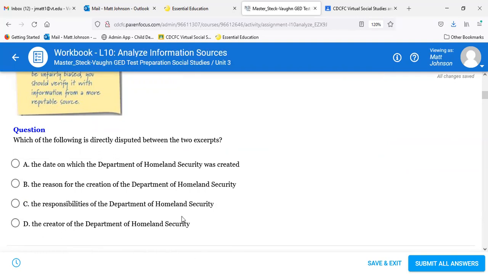Yes, which of the following is directly disputed between the two excerpts? A, the date on which the Department of Homeland Security was created. B, the reason for the creation of the Department of Homeland Security. C, the responsibilities of the Department of Homeland Security. D, the creator of the Department of Homeland Security.